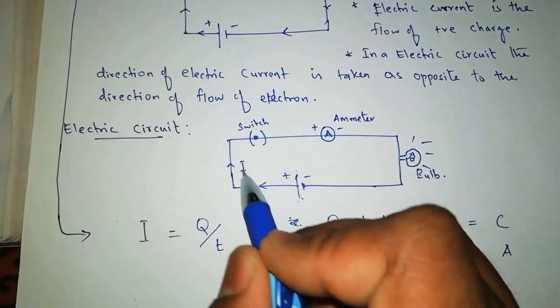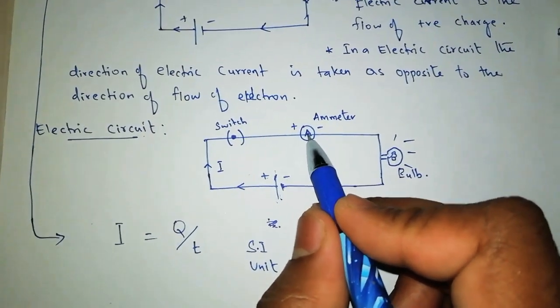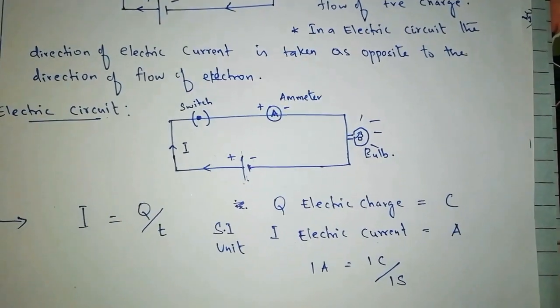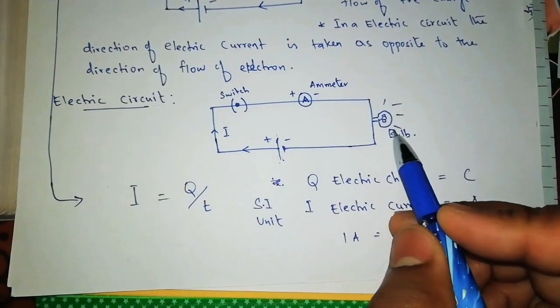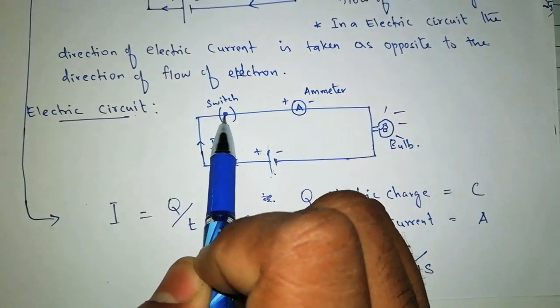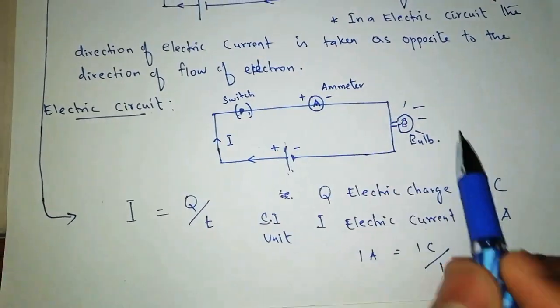And you can see that there is a switch connected. An ammeter is also there, and the ammeter is used to find electric current in that circuit. And the bulb is also there. You see that the bulb is glowing. Why is the bulb glowing? Because the switch is in the on position. Whenever the switch is on, then the electricity can flow.